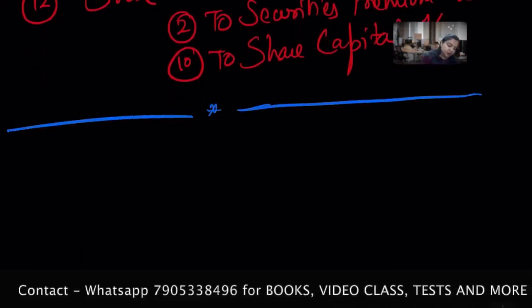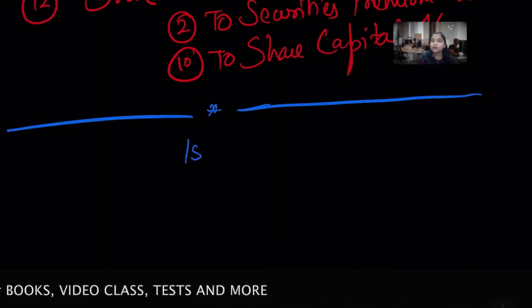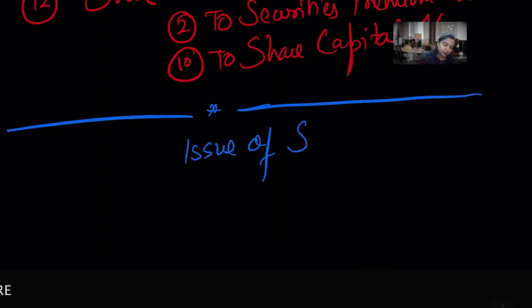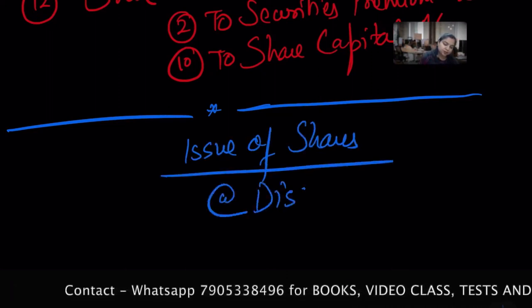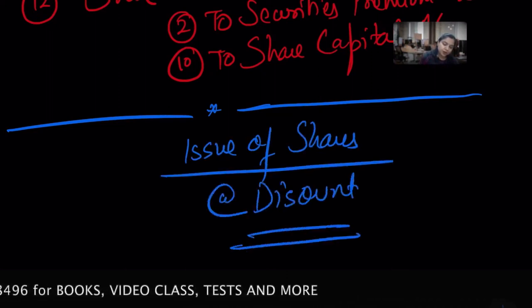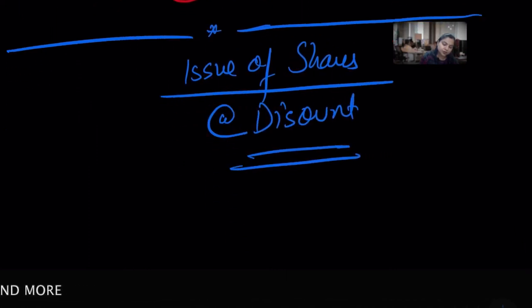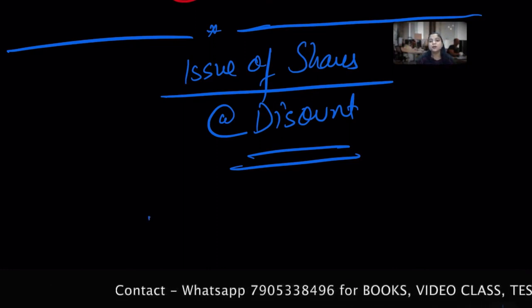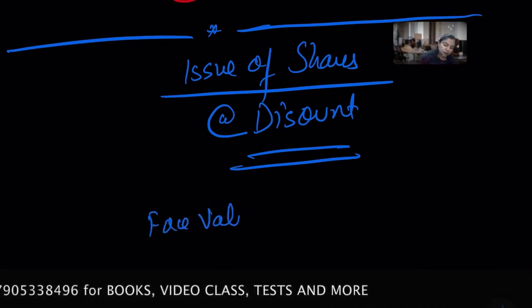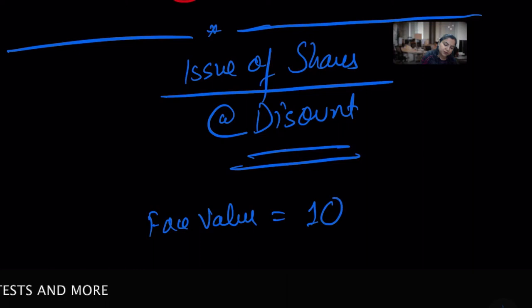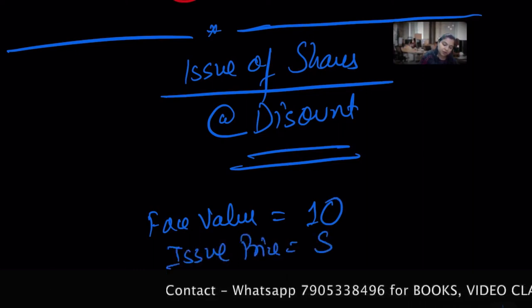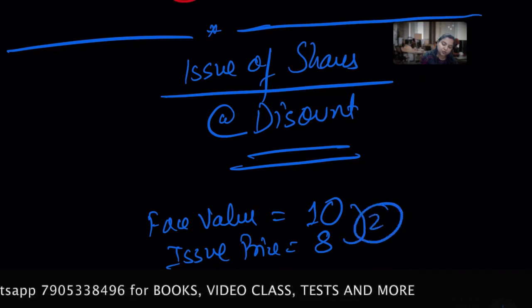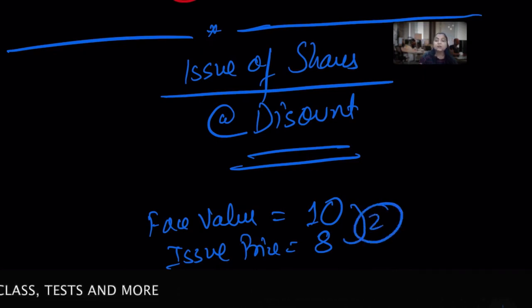Next we are going to discuss the issue of shares at discount, because it's a very small topic. Issue of shares at discount. Okay, so this is when the company decides to issue its shares at less than its face value. In our last example, we had a face value of, say, rupees 10, but the company issued its shares at an issue price of 8, so 2 rupees is the discount.